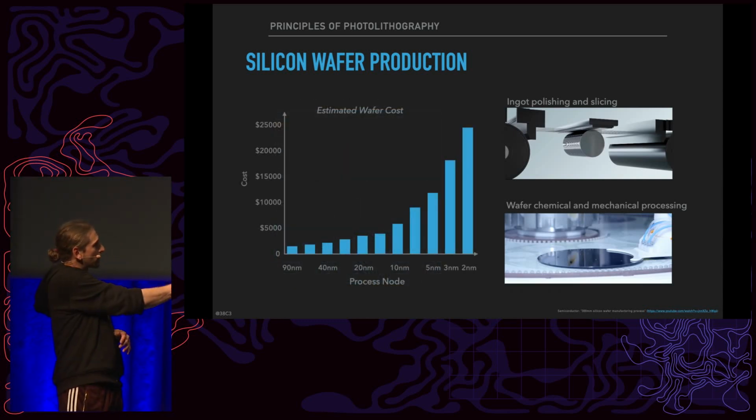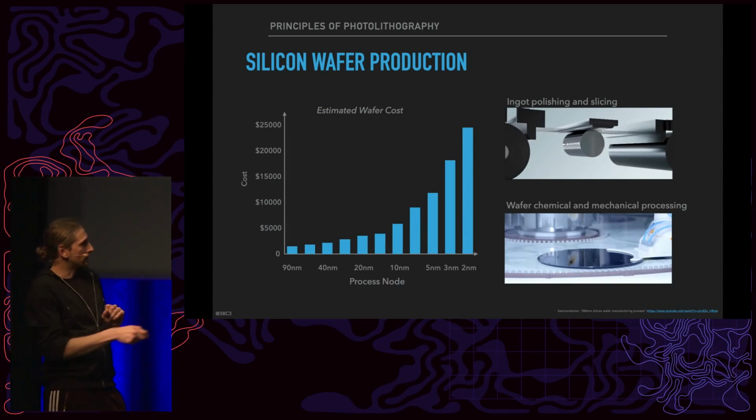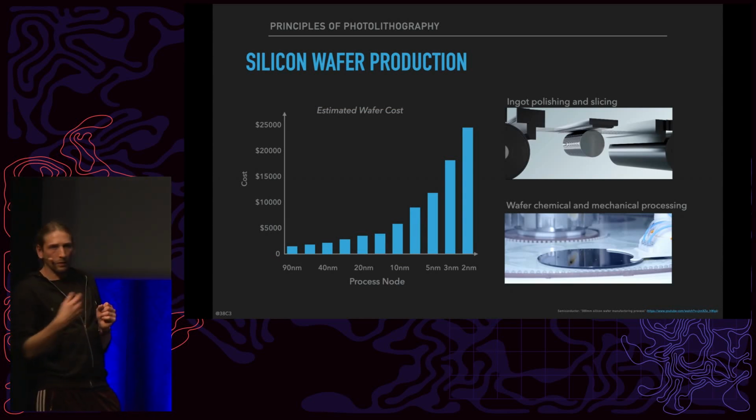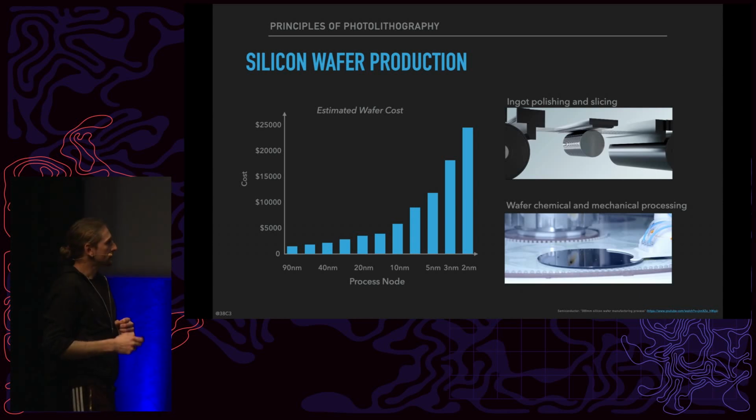And for the smaller process nodes, or smaller transistor sizes, if you will, the demands on this surface, on the quality and the purity, have increased, which you can see here in the cost for one of those wafers.